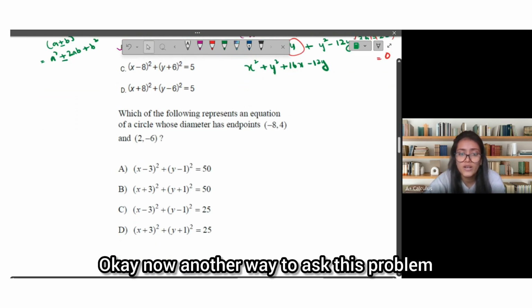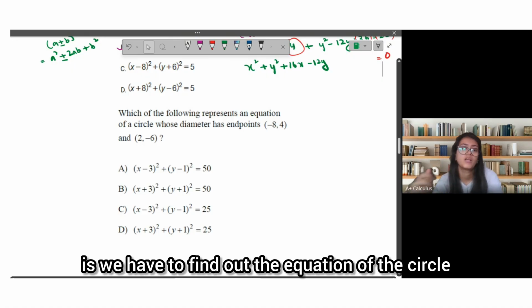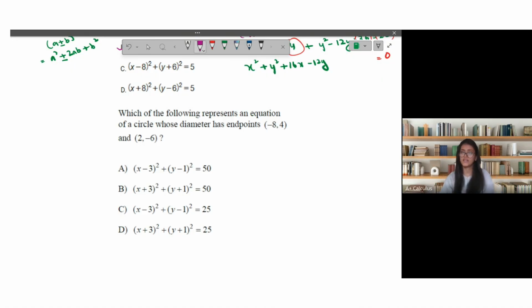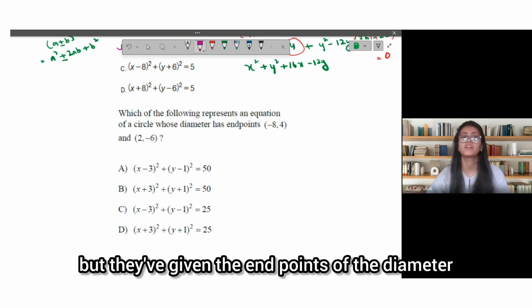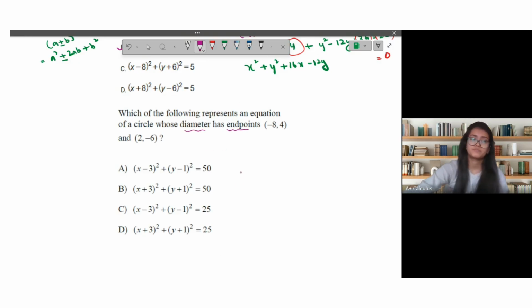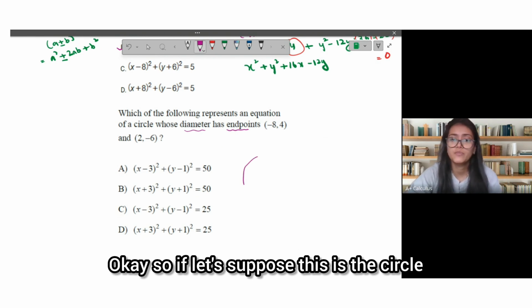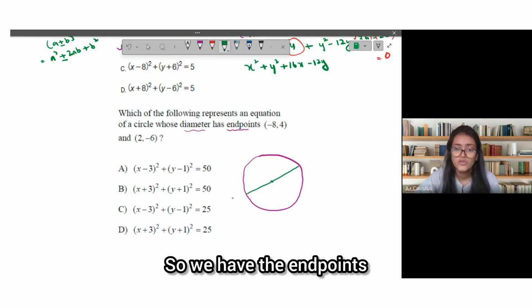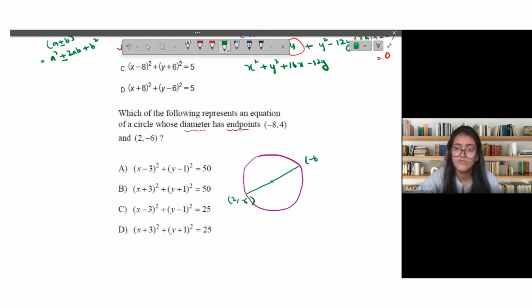Now another way to ask this problem is, we have to find out the equation of the circle, but this time they have not given the radius and they have neither given the center, but they've given the endpoints of the diameter. So let's suppose this is the circle, and let's say this is the diameter with this point as a center. So we have the endpoints. Let's say this is (2, -6), and this is (-8, 4).